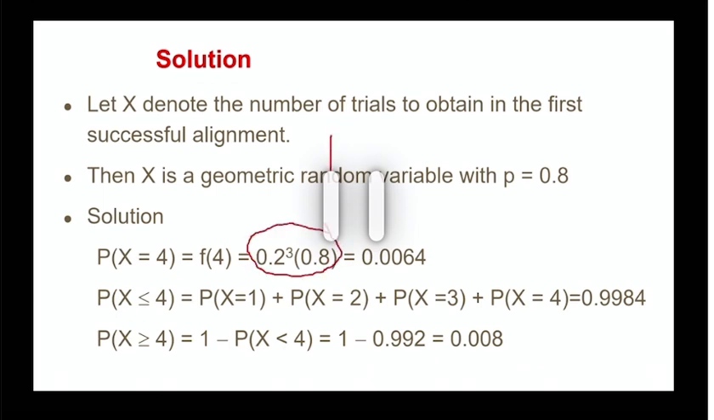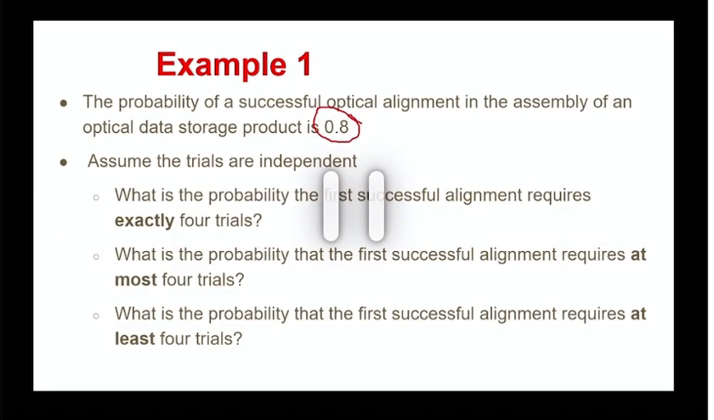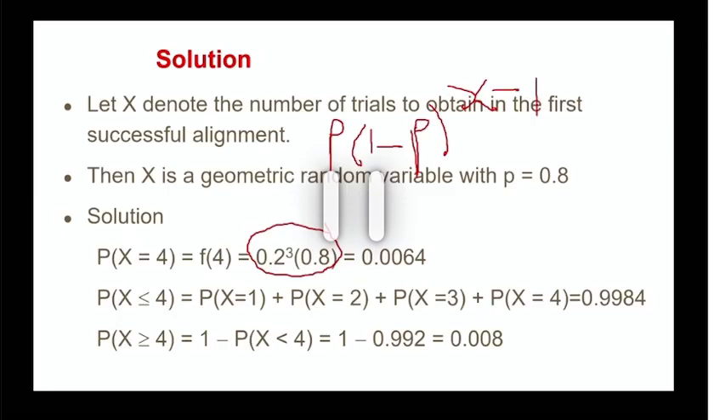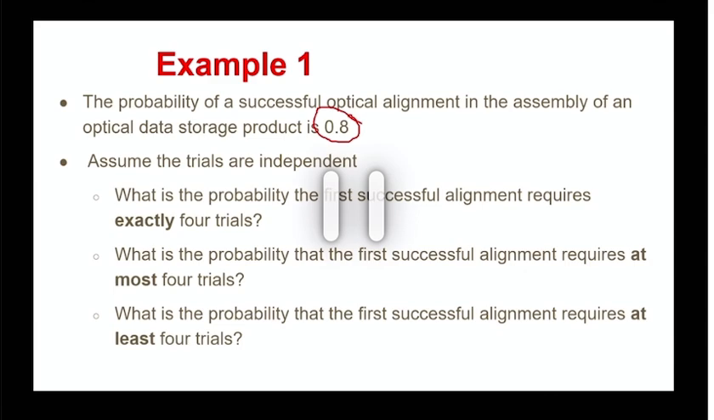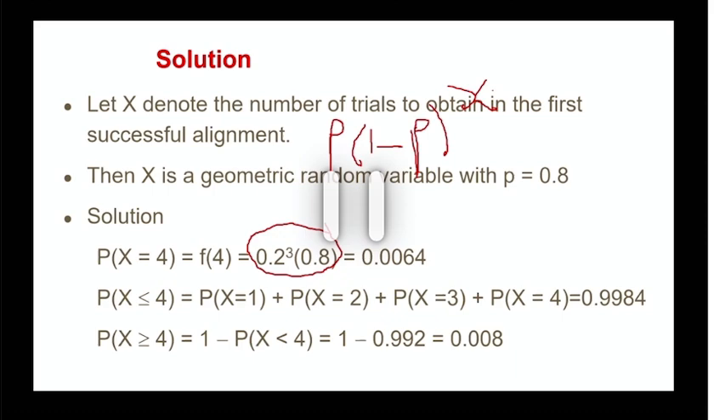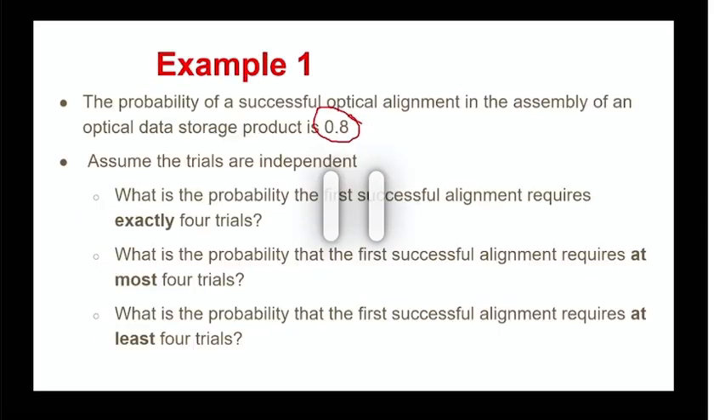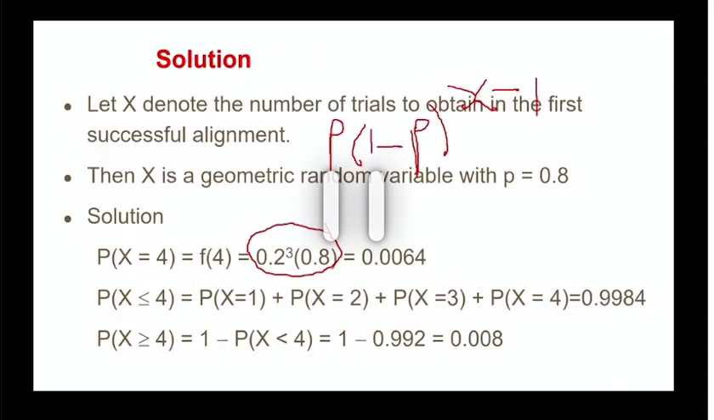It is P times 1 minus P raised to the power X minus 1. That is the probability mass function for geometric, and they've given you P to be 0.8. If you come back here, look at that, P is 0.8, and they say they require exactly 4 trials. Don't forget, in geometric, X represents the number of trials. Now you plug in 4 here, 4 minus 1 is 3. That is why you have that. If P is 0.8, 1 minus P will be 0.2.